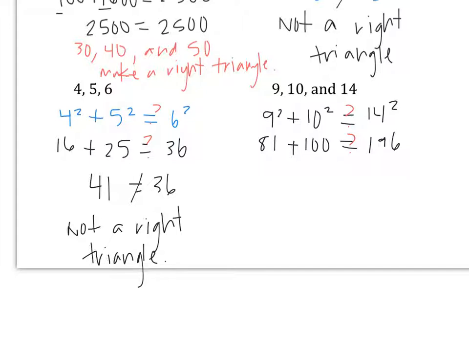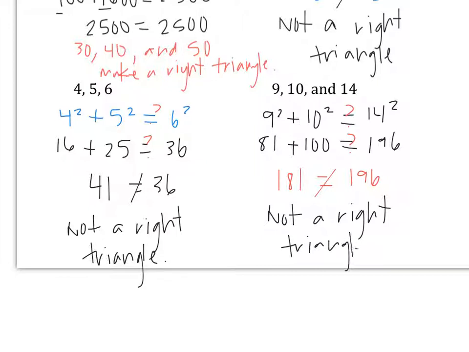Well, we know 100 plus 81 is 181. And so does that equal 196? No, it doesn't, right? So I'll put a line through it, so this will be not a right triangle. So only one of these examples here actually was a right triangle, and we definitely need to use the Pythagorean theorem to check if these three sides will fit into the Pythagorean theorem, and then therefore will they be a right triangle, yes or no. Okay, let's look at the next few examples.